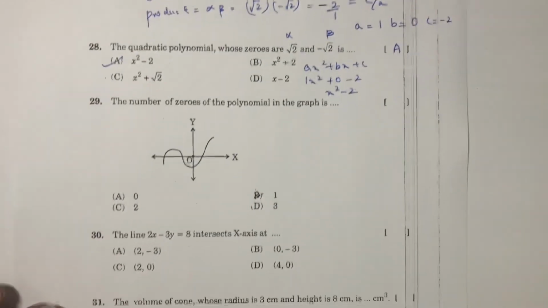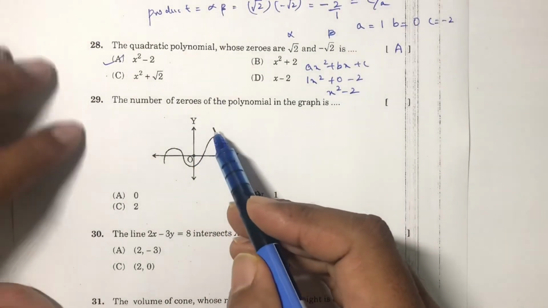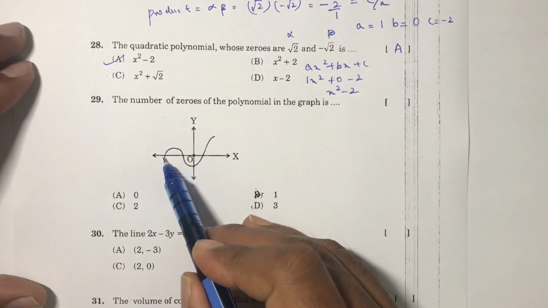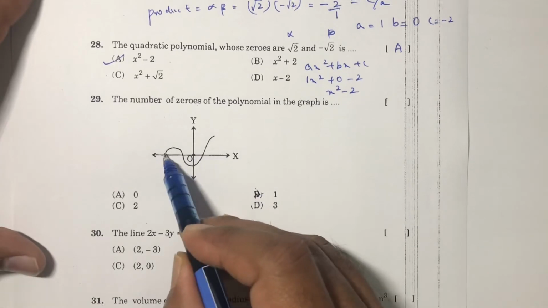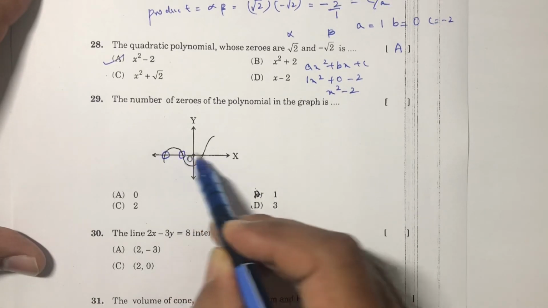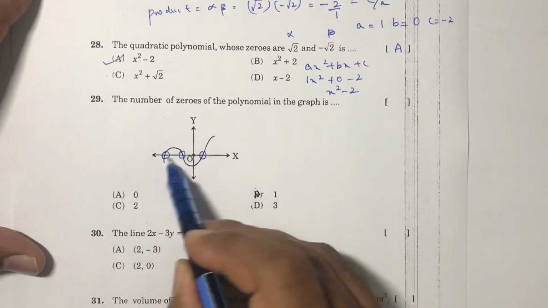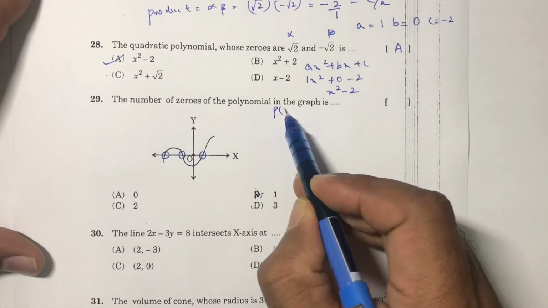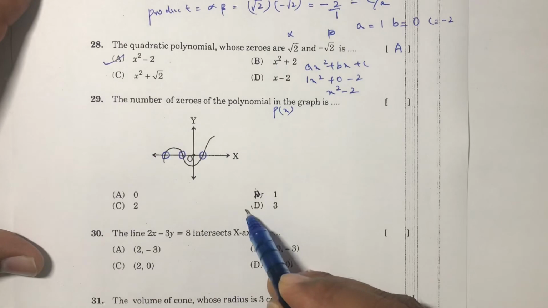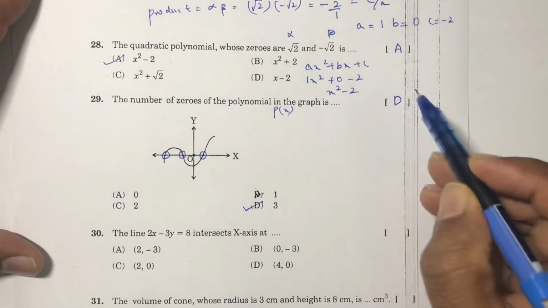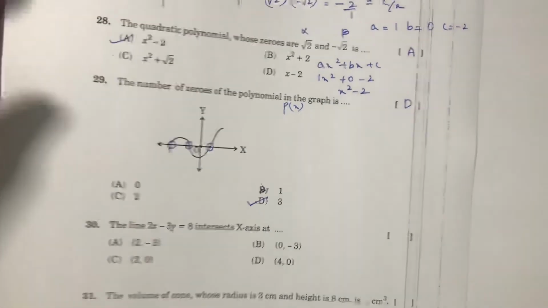Find the number of zeros of the polynomial. See, to find the number of zeros, we look at where this graph cuts the x-axis, the number of points at which the graph cuts the x-axis. So it cuts at 1 point, 2, 3. We need to see only the x-axis. They have to mention in the question that p of x. So it cuts the x-axis at 3 points. So we'll get 3 zeros. Correct option is D. And next one.